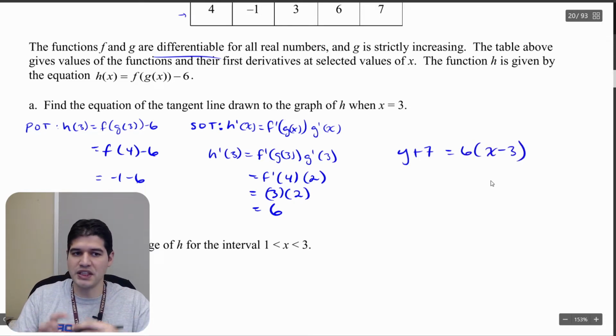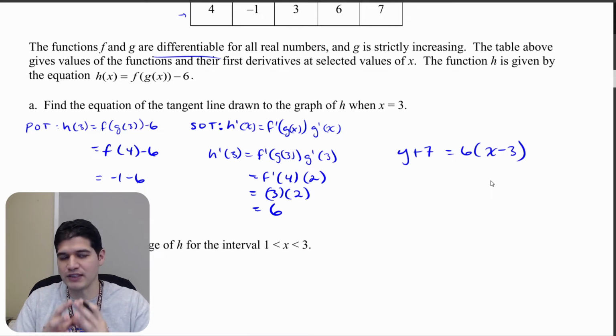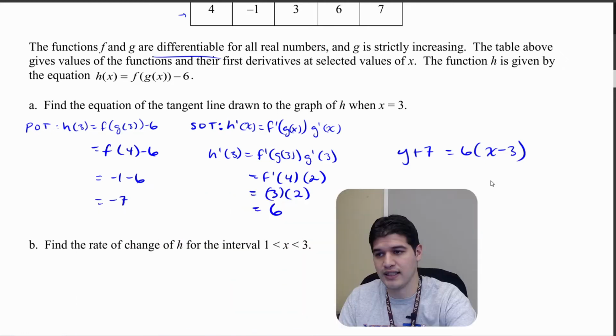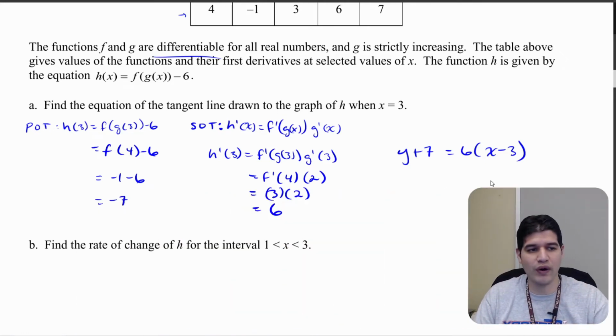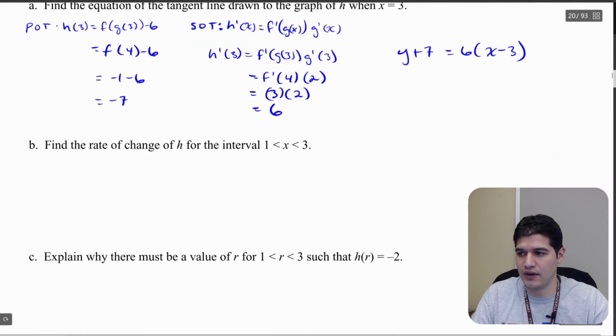Have I answered the question? Yes. I've done all that specific work and I got the equation of the tangent line that I needed. So then you know that you are finished with that problem. All right, so let's go ahead and look at our next problem.